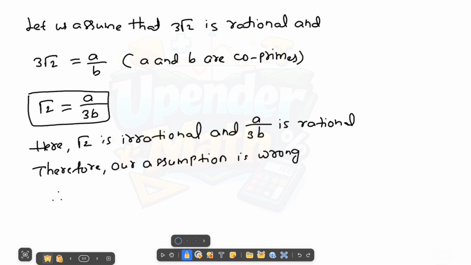Therefore, 3 root 2 is an irrational number.